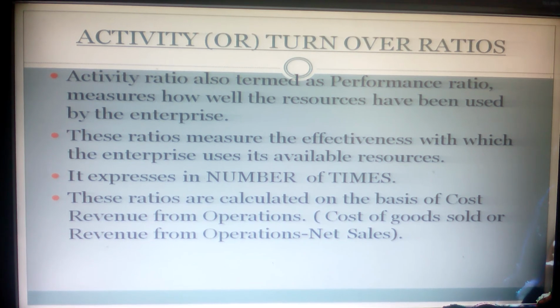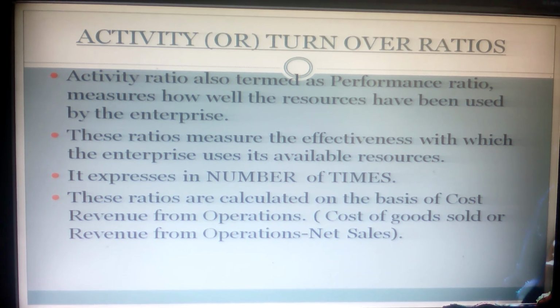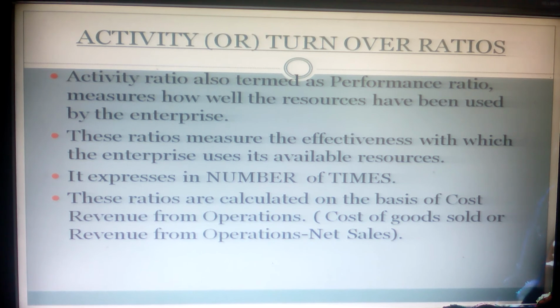Here it is expressed in number of times, how many times, based on our information. These ratios are calculated on the basis of cost of revenue from operations, nothing but cost of goods sold, or the other name, revenue from operations, that is, net sales. So that is the information here.